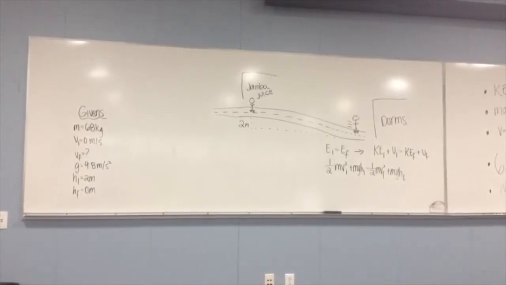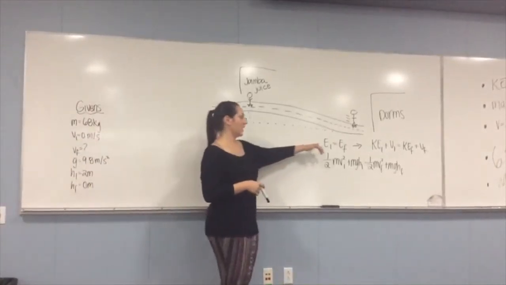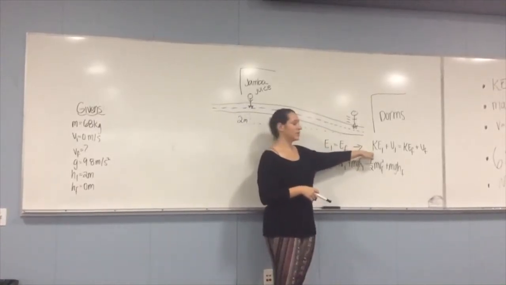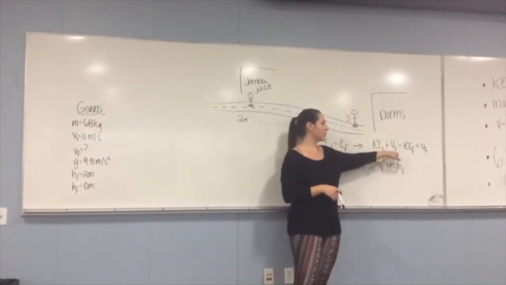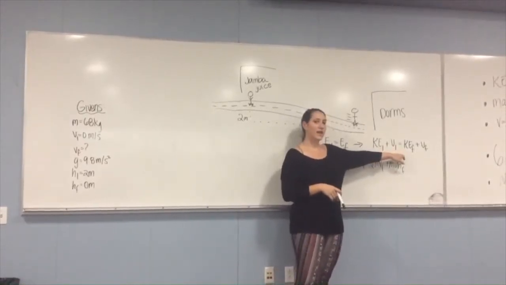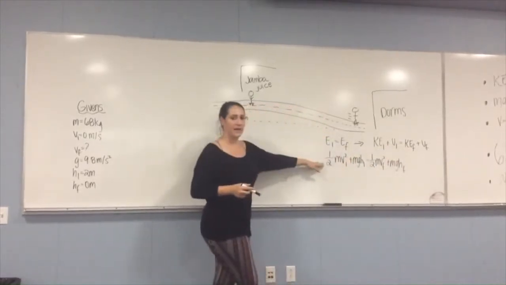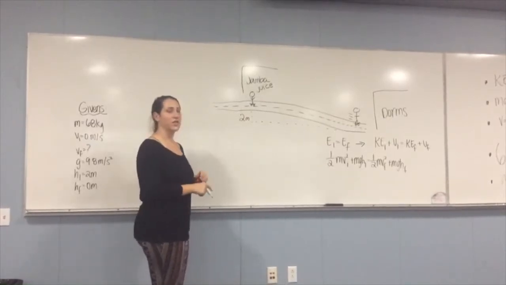Megan will now calculate the final speed of the skateboarder. So to solve this problem, we're going to use the equation E initial is equal to E final. This equation then translates into initial kinetic energy plus initial potential energy is equal to final kinetic energy plus final potential energy. This is that equation expanded. So to solve this problem, we're going to put all the givens into the equation.